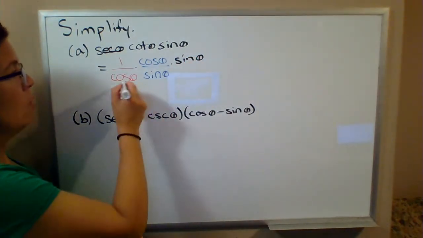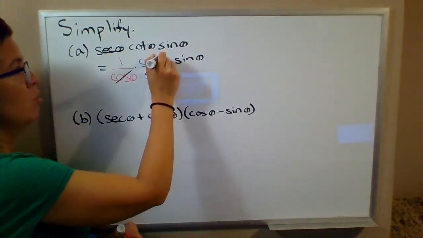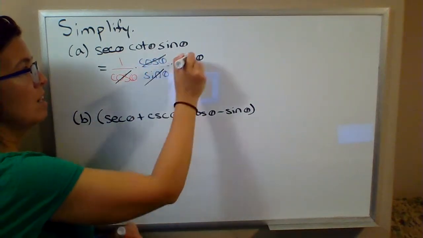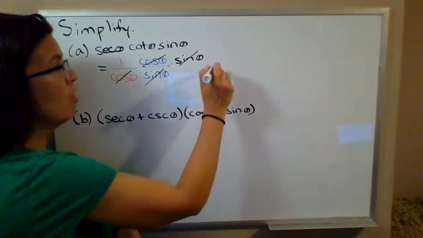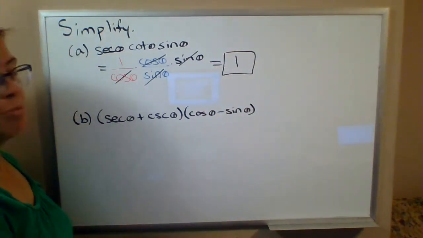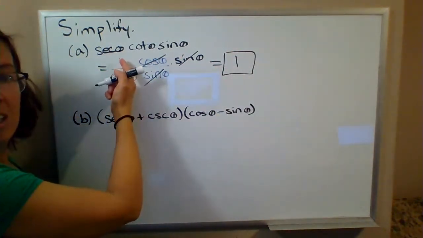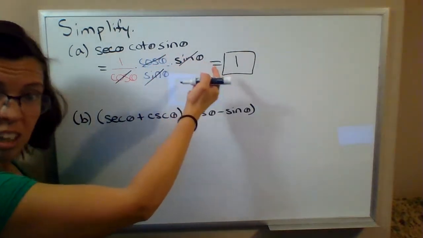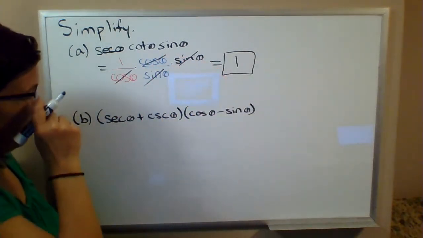All right, well, now we notice, well, there's a cosine in the numerator and the denominator. There's a sine in the numerator and denominator. And so all that's left of this is 1. And so that's pretty simple. But so we've simplified this product. Secant theta times cotangent theta times sine theta, turns out it's just equal to 1.